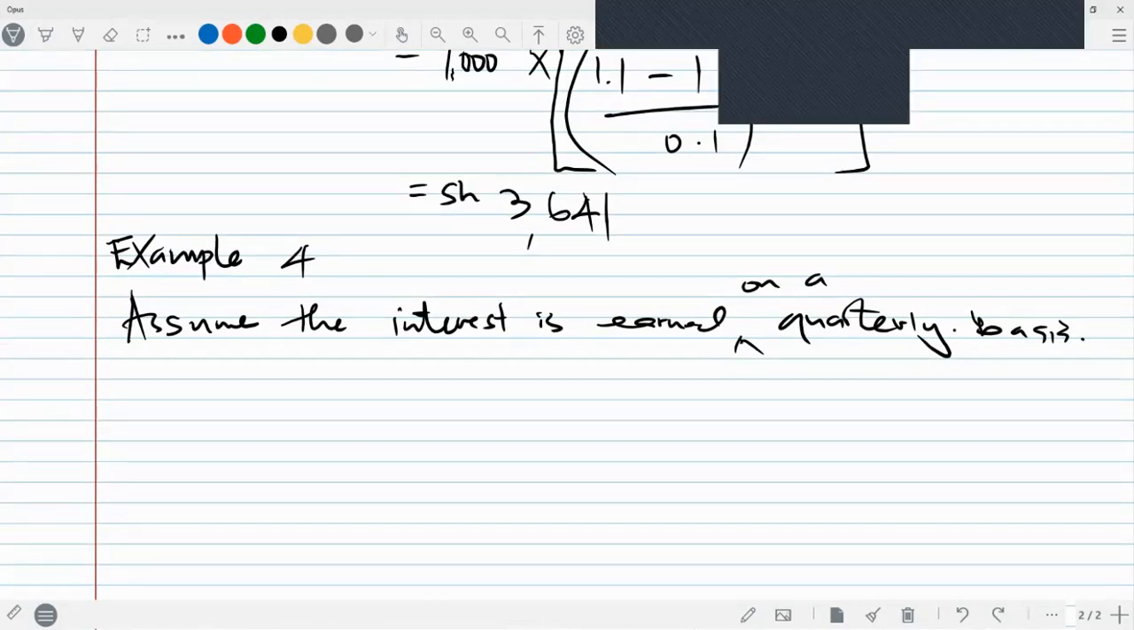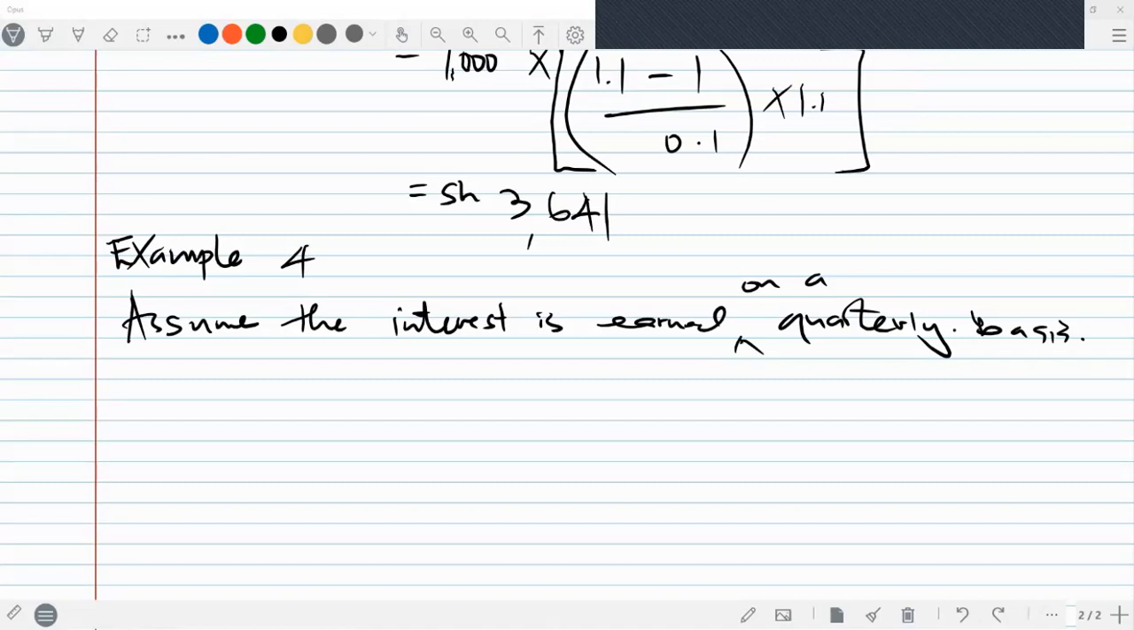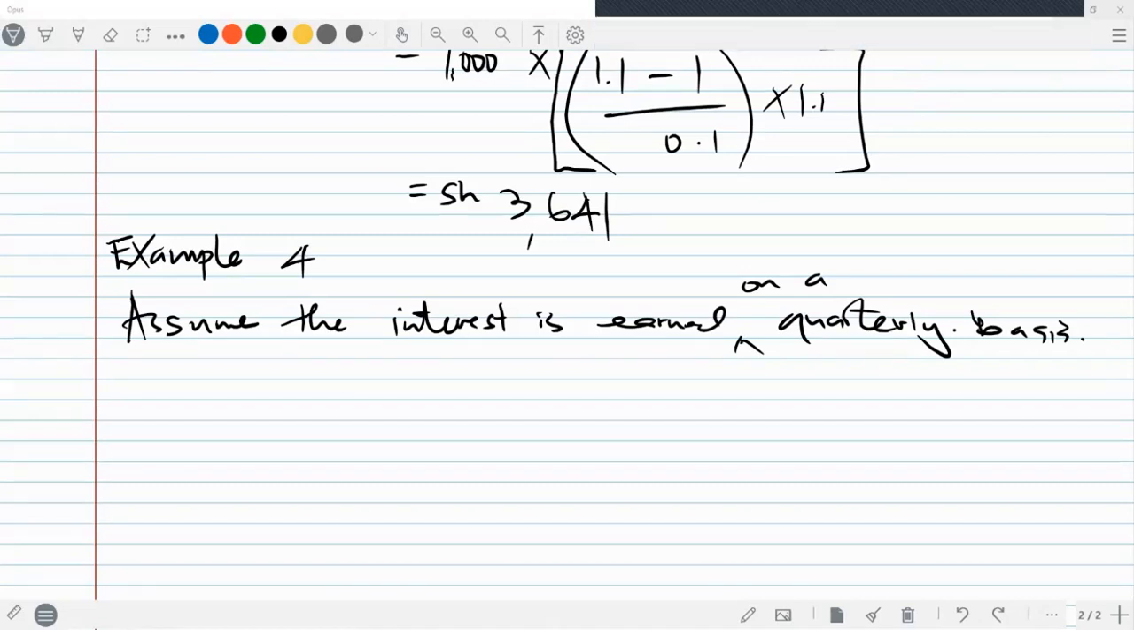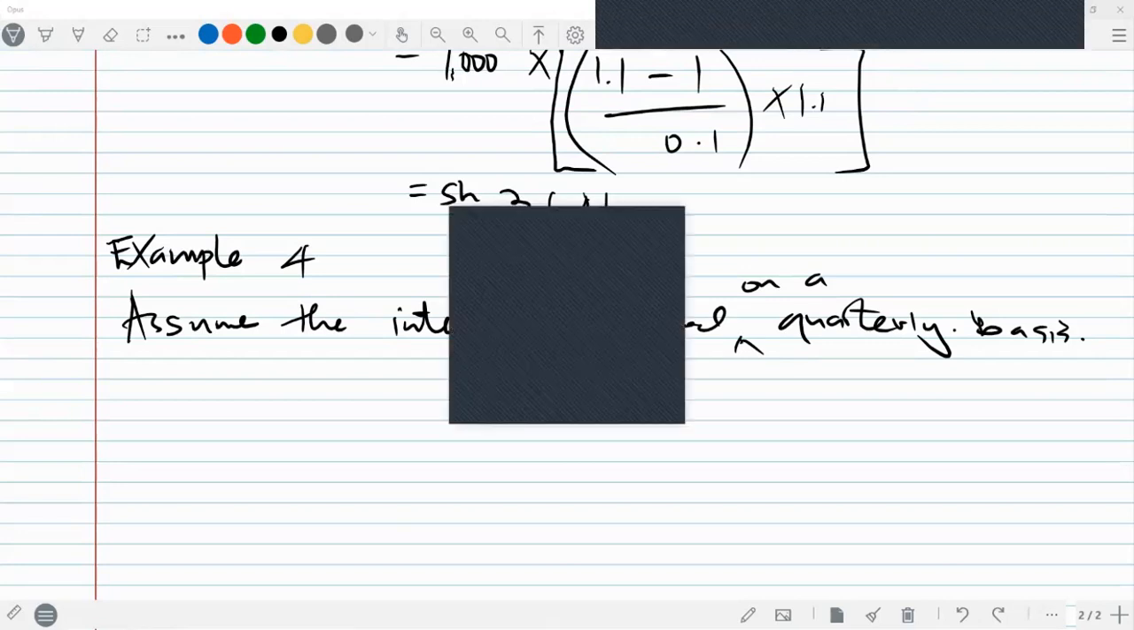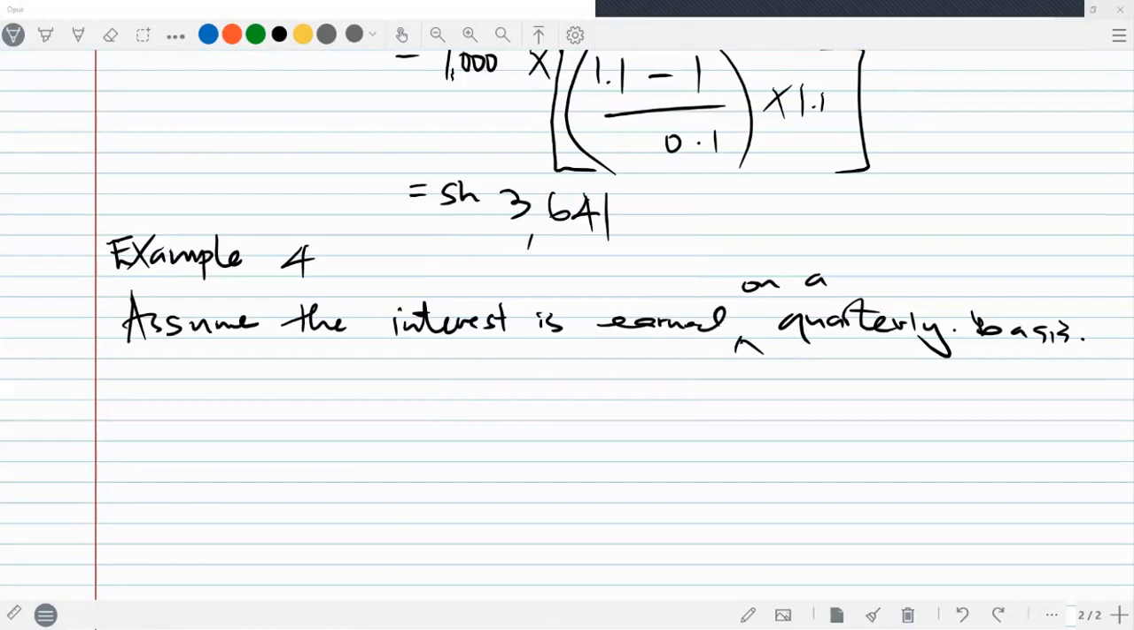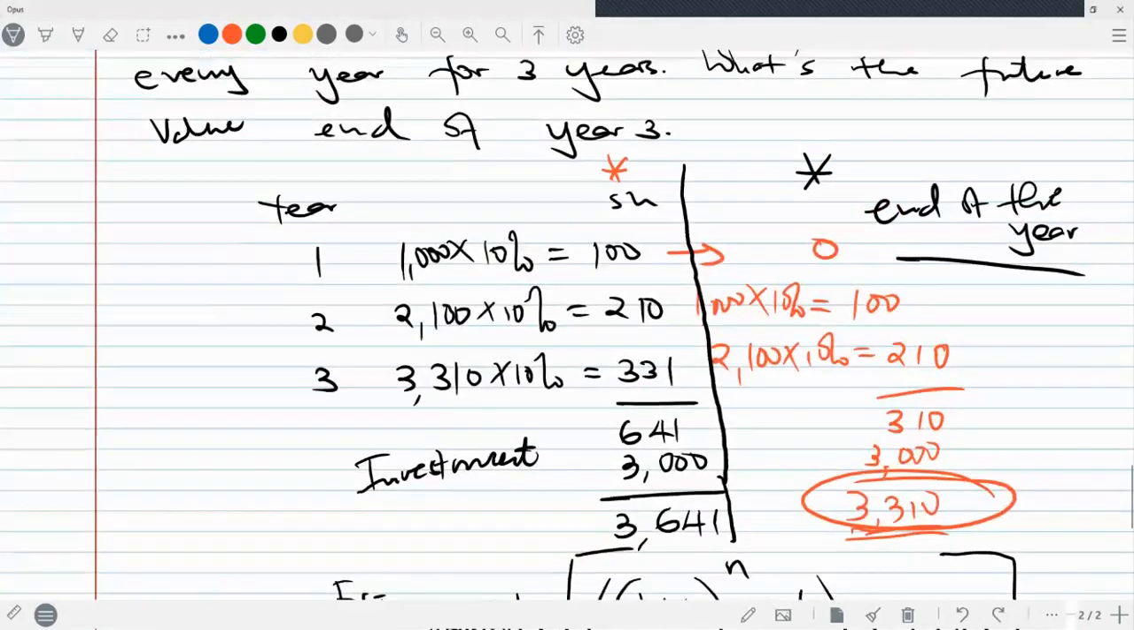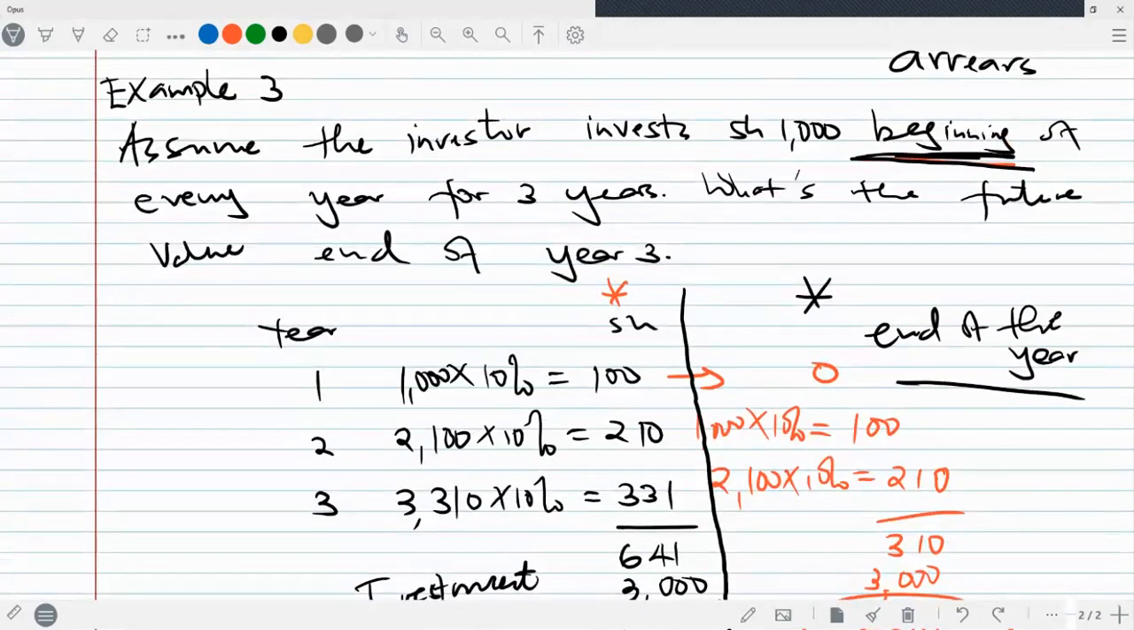Is it clear? If not, ask. Okay, seems it's clear. The one we're computing is from the beginning or at the end of the year? No, at the beginning of the year. That's the same example. Beginning of the year. So is example 3 extending to example 4?